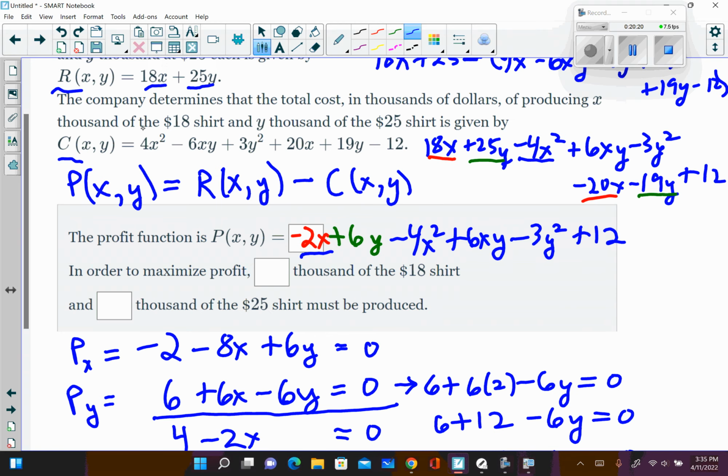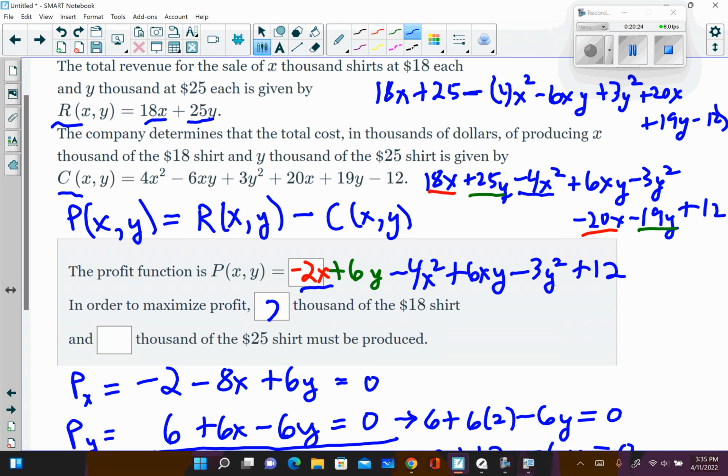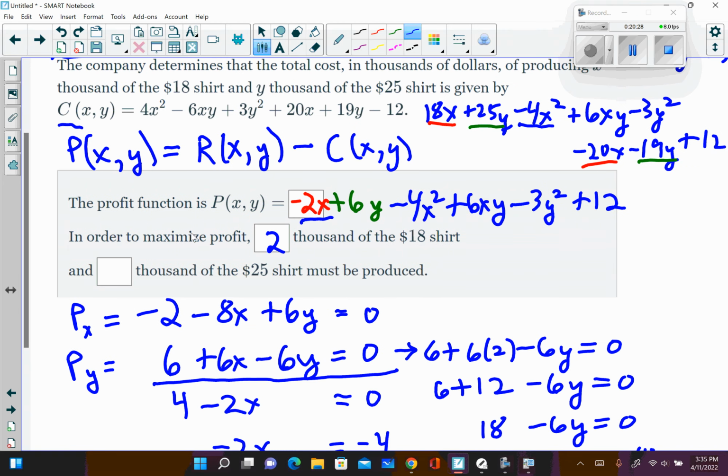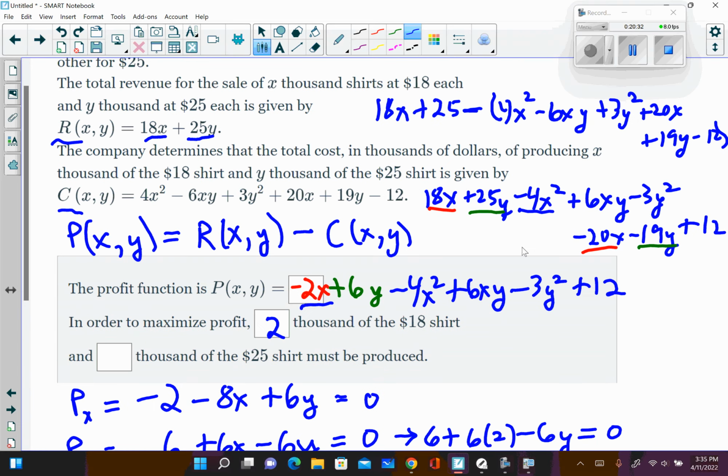So x is in thousands. x is 2, so that's going to be 2,000 of the $18 shirts. And y is 3, y in thousands. So y is 3, so that's going to be 3,000 of the $25 shirts.